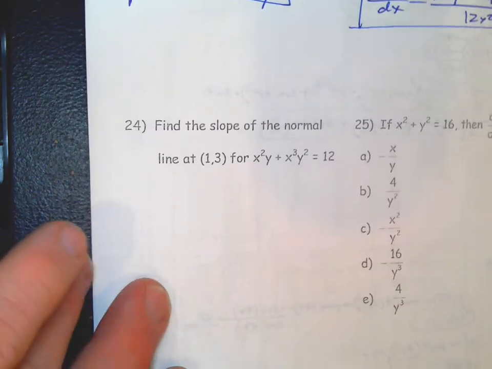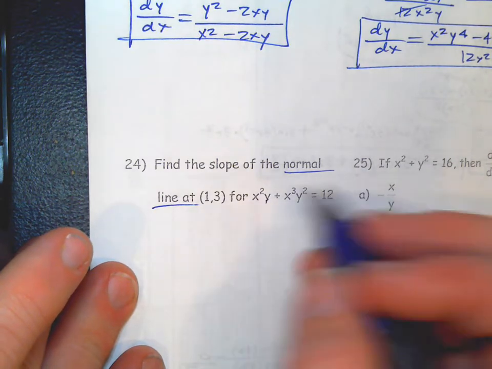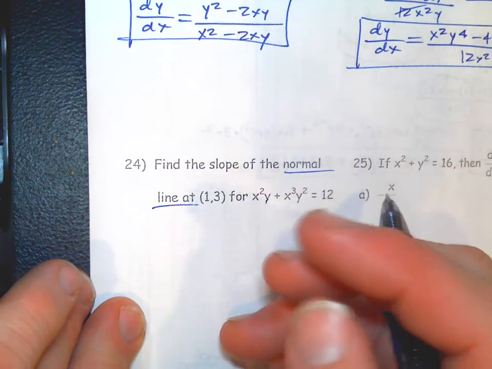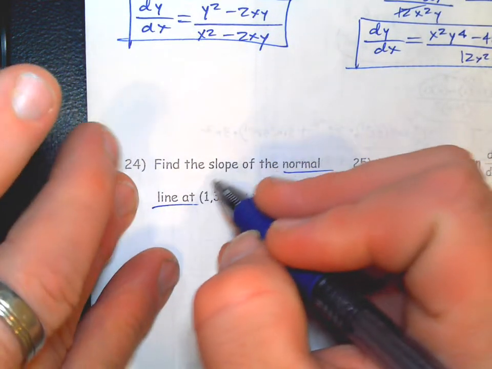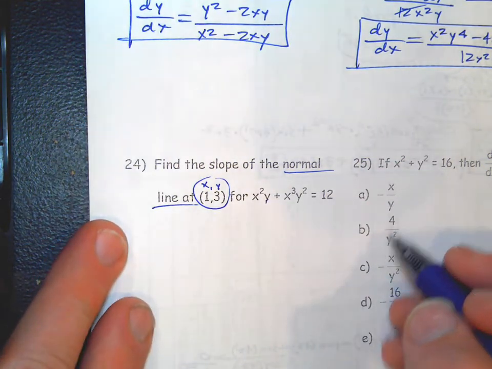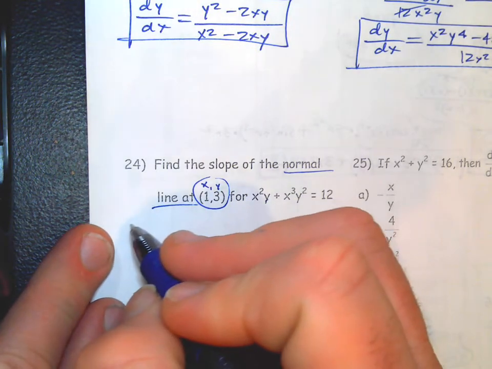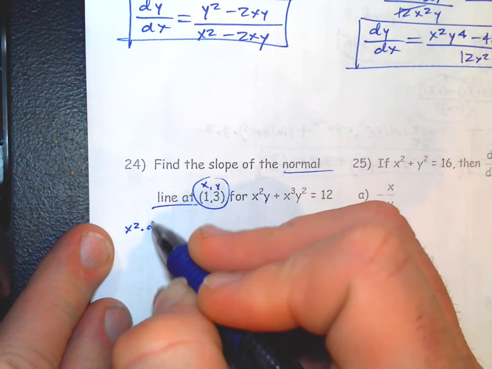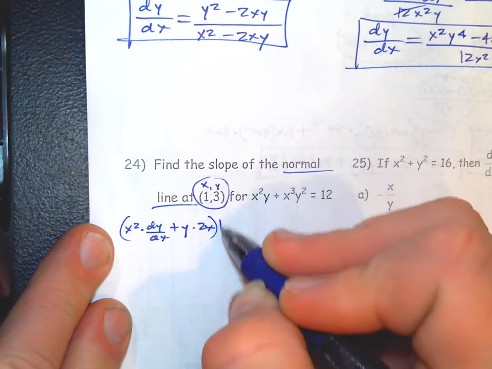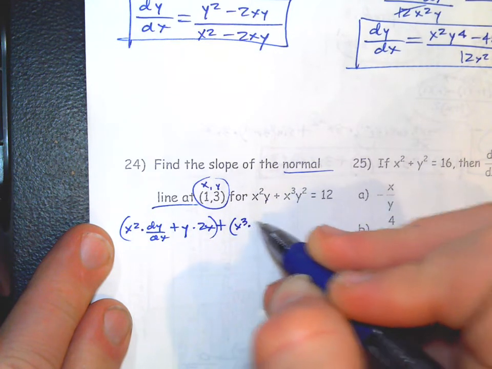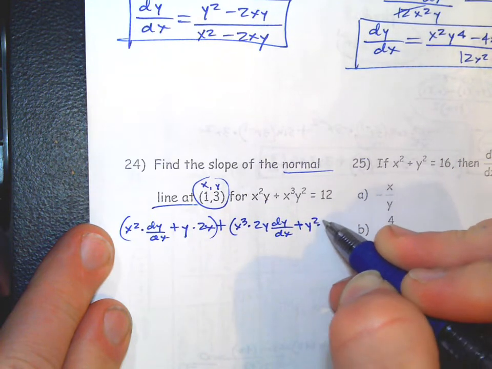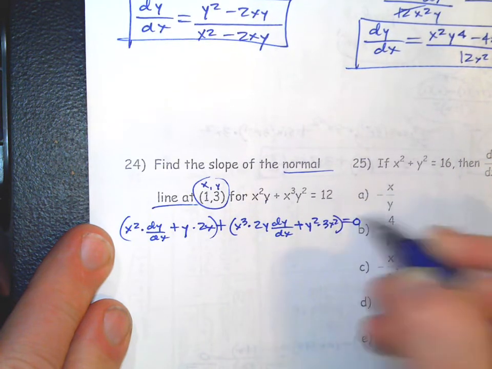okay, 4, find the slope of a normal line to this curve, whatever it is. Well, you find the slope of the tangent line, which is the derivative, and then do the negative reciprocal. So you have a point. Find the slope of the normal line. So we got to take this derivative. It's going to be x squared times y, which is dy dx, plus y times derivative of x squared is 2x. And we have another one, x cubed times derivative of y squared is 2y dy dx, plus y squared times derivative of x cubed is 3x squared, equals derivative of 12 is 0.